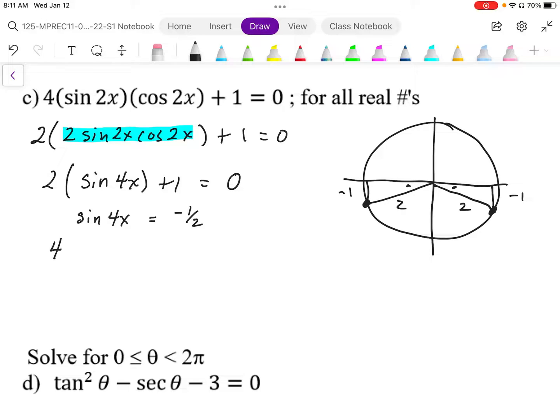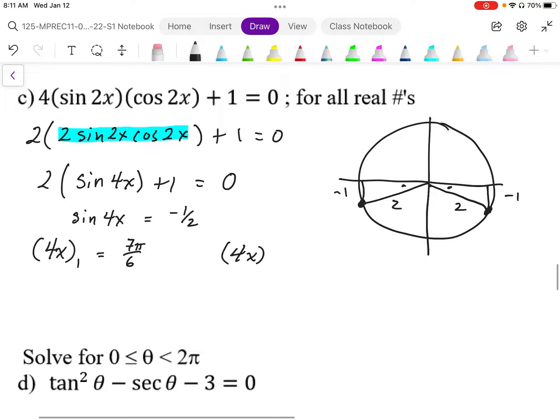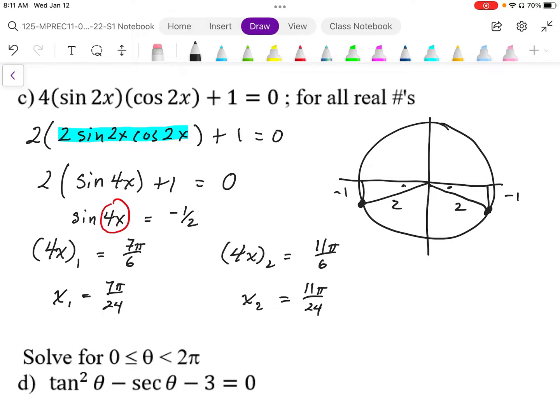So then we can say that theta 1 is equal to 7 pi over 6, and theta 2 is equal to 11 pi over 6. Now we solve for the angle. The angle is this 4x. But we actually need to still solve for x. So to solve for x, I'm going to divide by 4. So I end up with 7 pi over 24. And here I'm going to end up with 11 pi over 24.